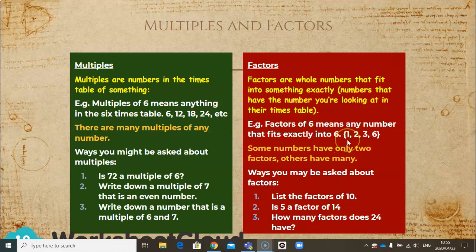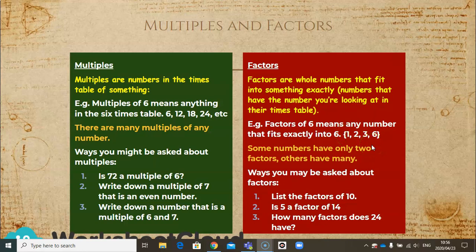In other words, in this case, with 6, it's 1, 2, 3, and 6. Because 1, 2, 3, 4, 5, 6: 1 fits into 6; 2, 4, 6, 2 fits into 6; 3, 6, 3 fits into 6; 4, 8, nope, 4 is not a factor; 5, 10, 5 doesn't fit into 6, so it's not a factor; and 6 fits into 6 once, so 6 is a factor. So those 4 numbers are all the factors of 6.